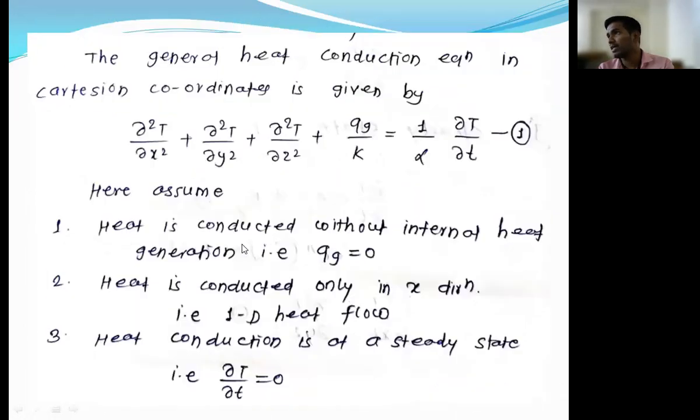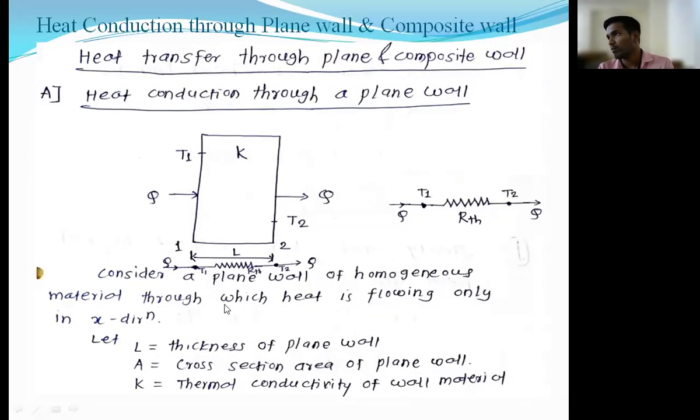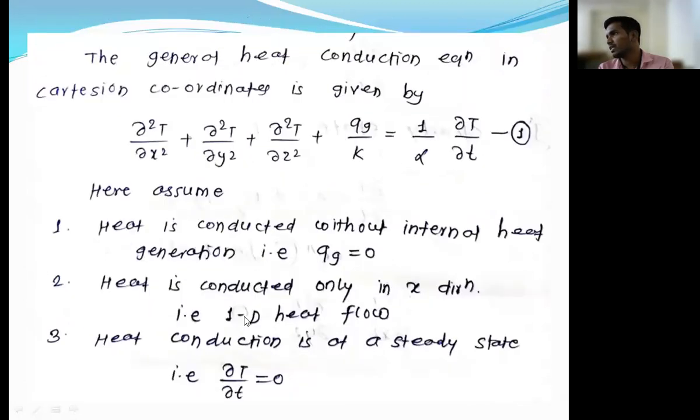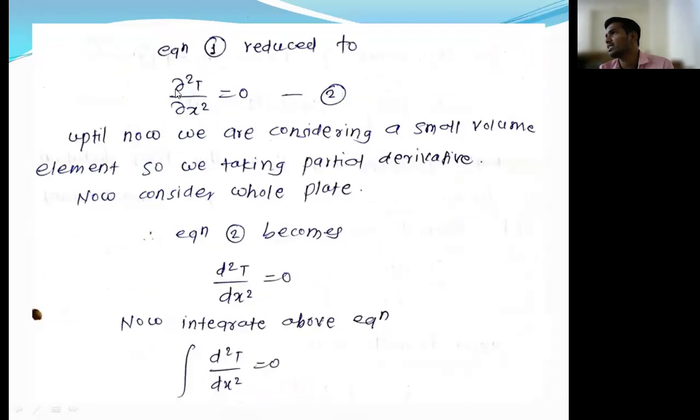For that, we considered the general heat conduction equation and assumed some conditions: qg is equal to 0, and one dimensional heat flow, because in this case we are considering only the x direction. Heat conduction is at steady state, therefore dT by dt is equal to 0. These are the assumptions for this derivation. When we put these values into the equation, we get dou square T upon dou x square is equal to 0.